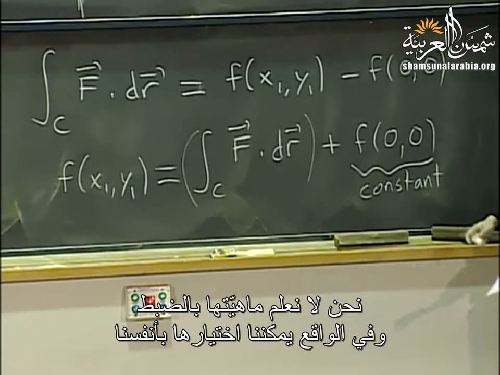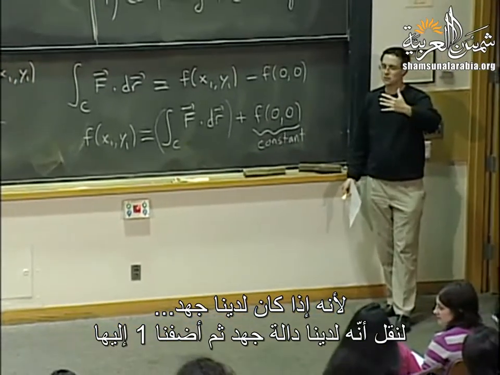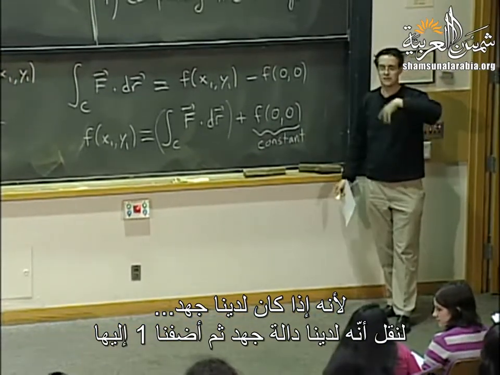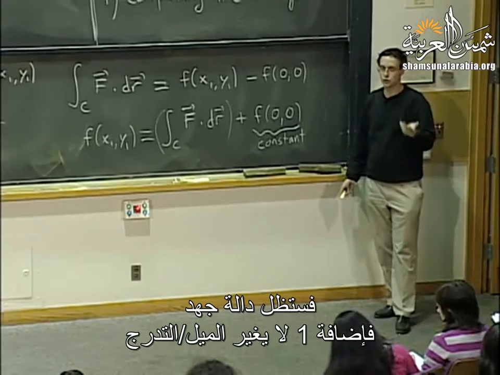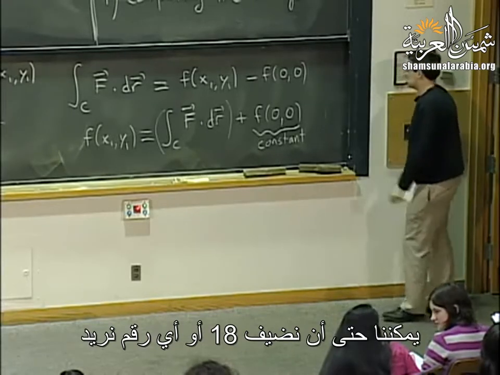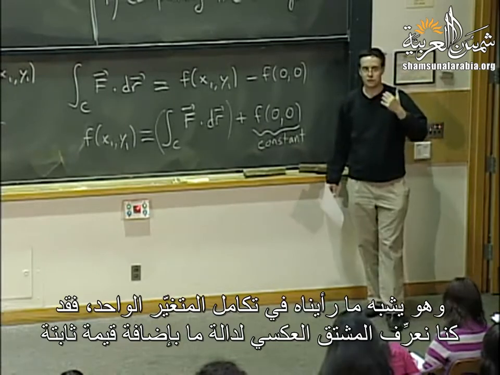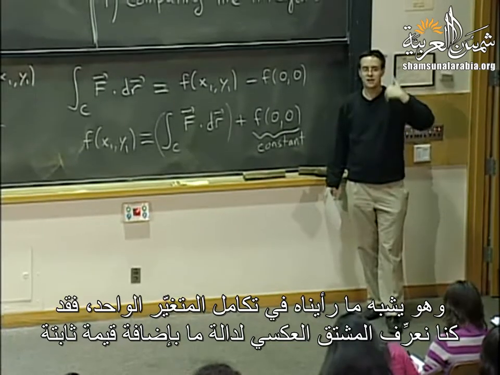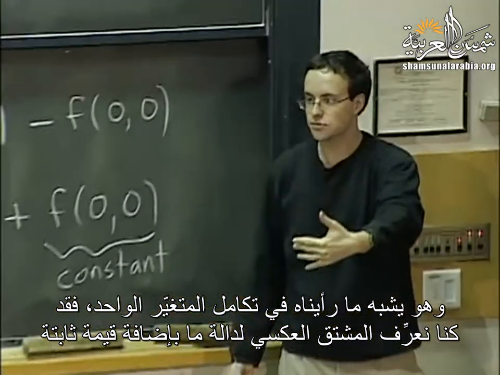We don't know what it is, and actually we can choose what it is, because if you have some potential function, and let's say that you add 1 to it, it's still a potential function. Adding 1 doesn't change the gradient. You can even add 18 or any number that you want. So this is just going to be an integration constant. It's the same thing as in one-variable calculus. When you take the antiderivative of a function, it's only defined up to adding a constant.